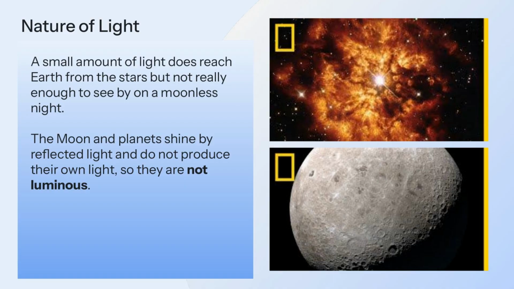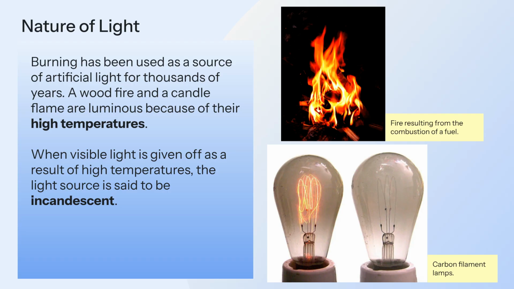Let us look at a specific category of luminous objects that produce light from extreme heat. For thousands of years, humans have relied on high temperatures to produce artificial light. When an object becomes hot enough to emit visible light, we say it is incandescent. Examples of incandescent sources include wood fires, candle flames, and traditional carbon filament lamps. Think of a metal poker left in a campfire until it glows bright red. The key point here is that incandescence is the emission of light caused directly by extreme heat.